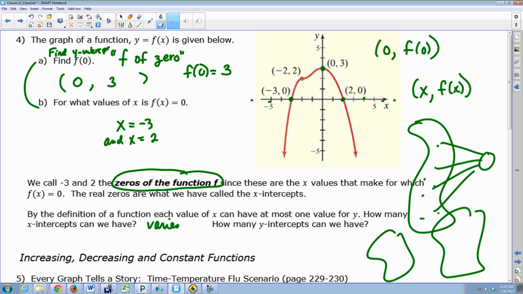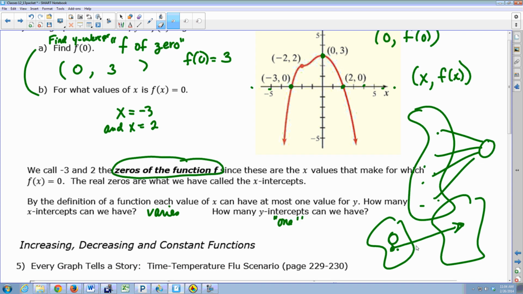It's on a vertical line, right? And we know that to define a function, you can use the vertical line test, and it can only go through one point. So you can only have one y-intercept. If you had a relation, then it doesn't matter. Like a circle, right? You could have two y-intercepts for the circle, but that's not a function. It's a relation. That's what we defined on Monday.